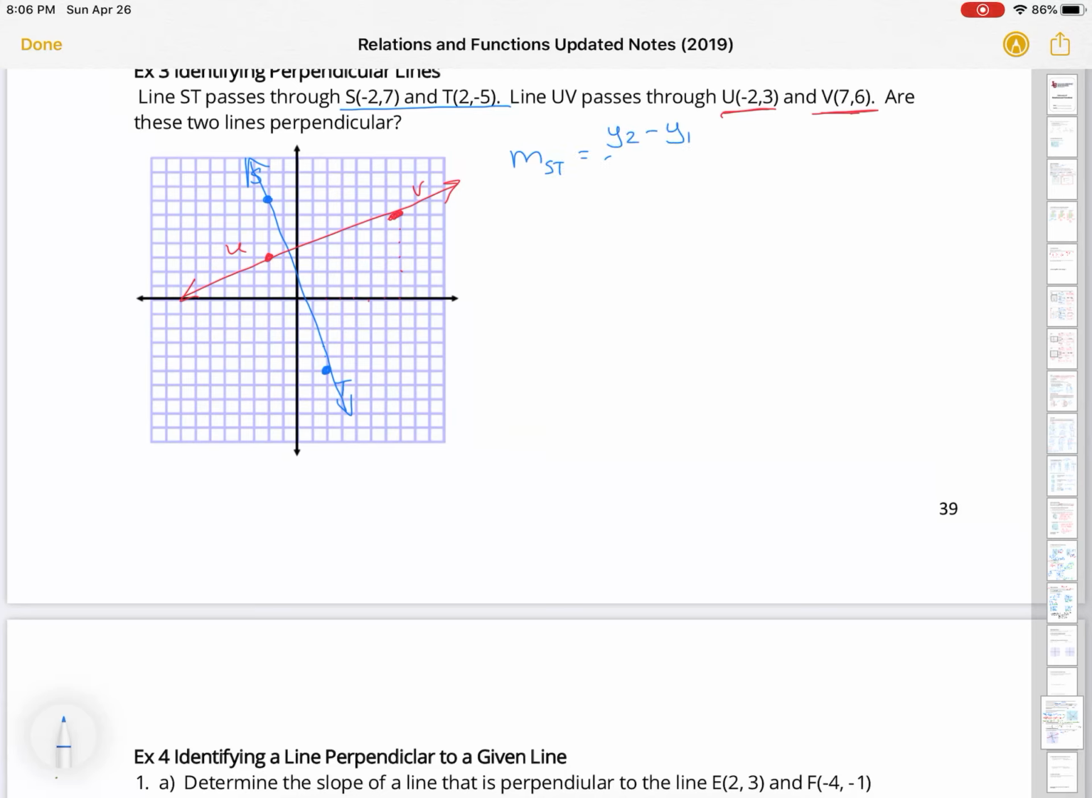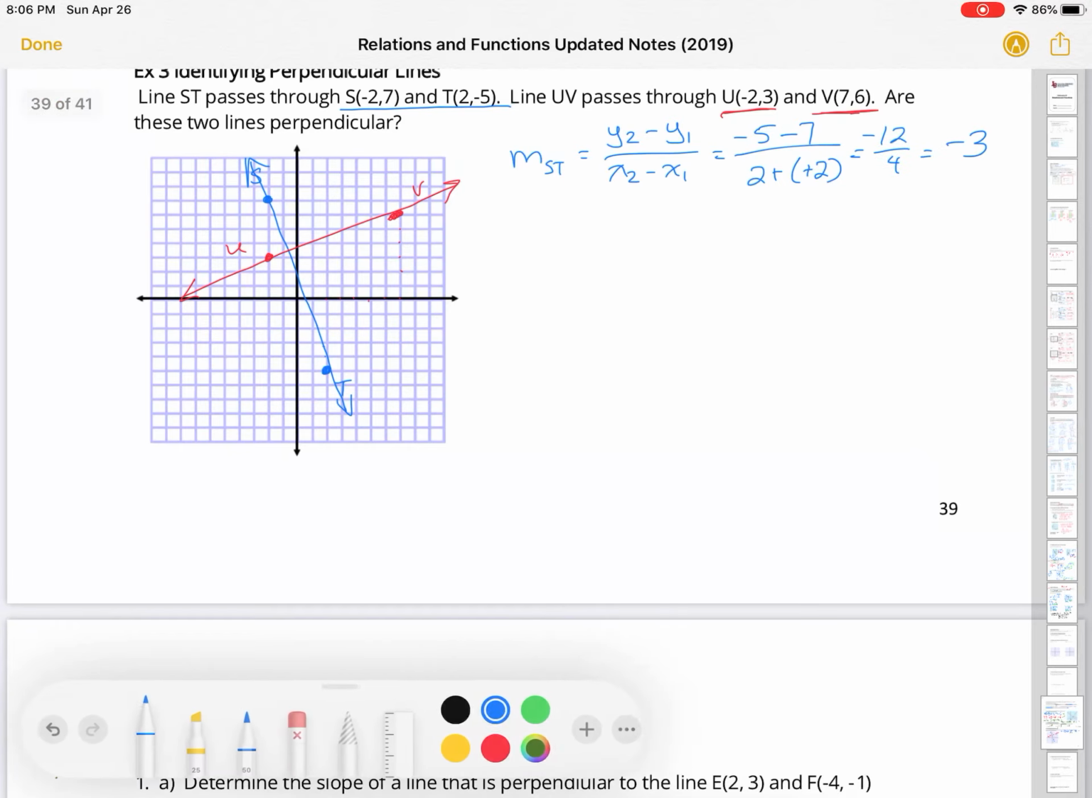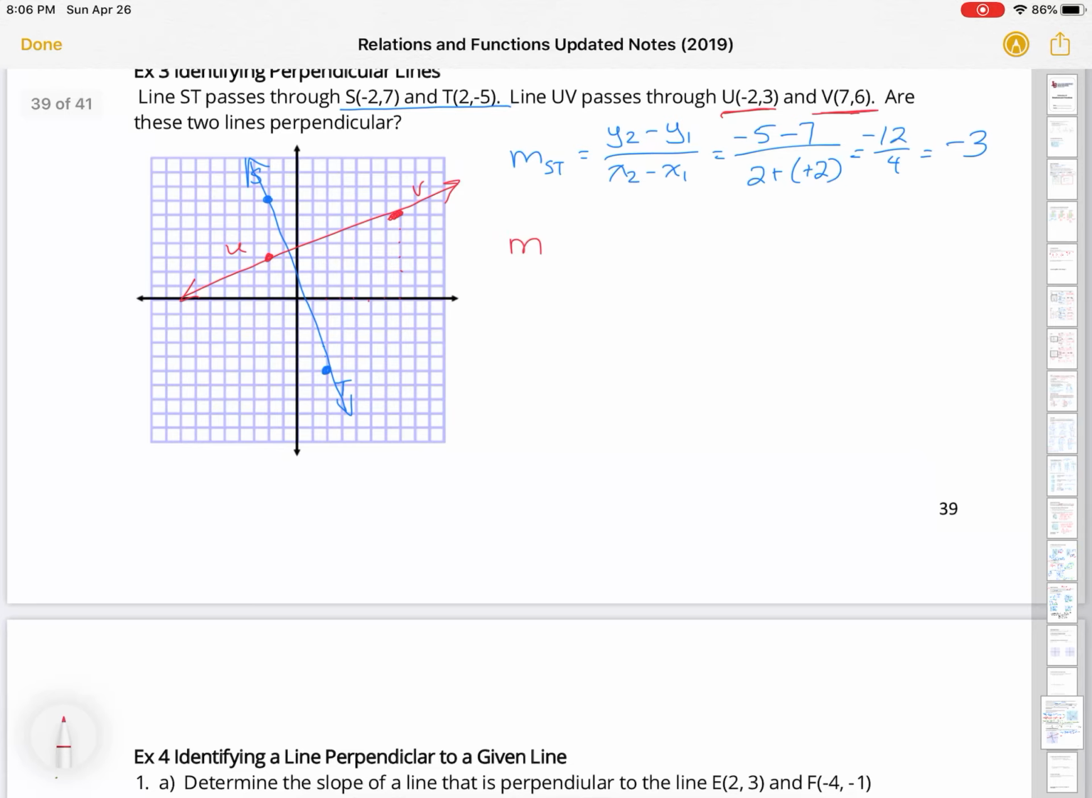So let's do the slope of ST. It's y2 minus y1 over x2 minus x1, which is equal to -5 minus 7 over 2 minus a -2. That becomes plus a positive. So I get for my solution -12 over 4, or -3. And that makes sense. It's a negative slope. It's going down. We would assume that UV is going to have a positive slope because it's going up. But let's do our math and figure out what our slope is.